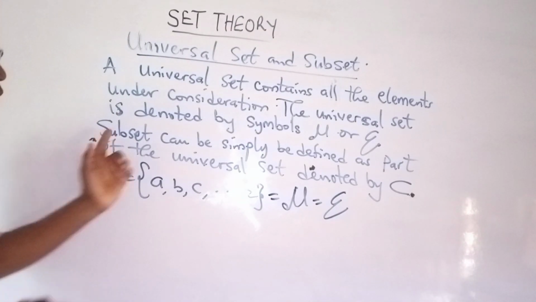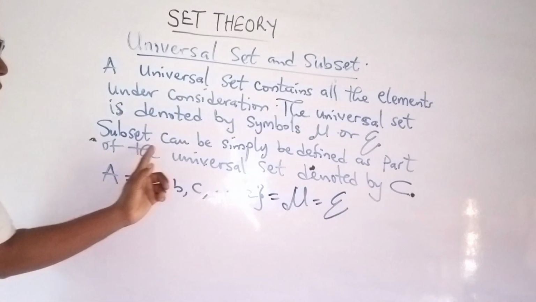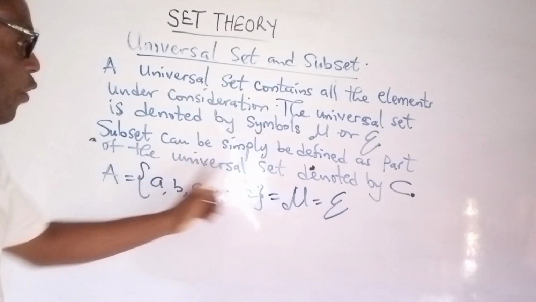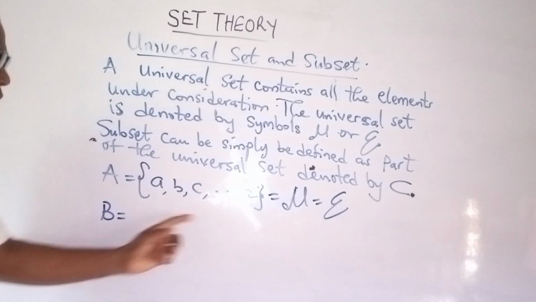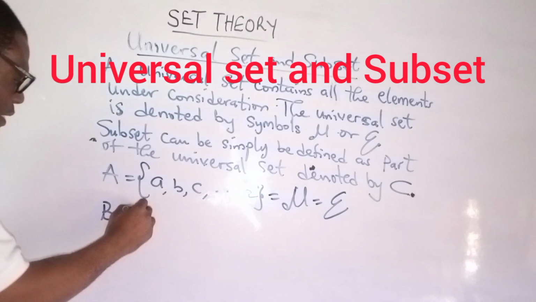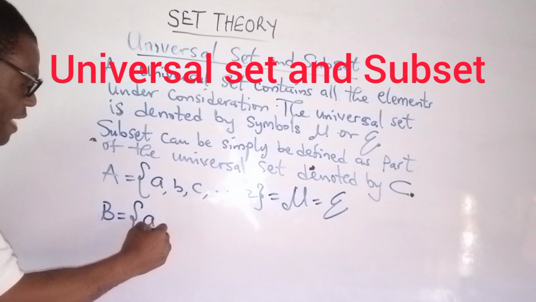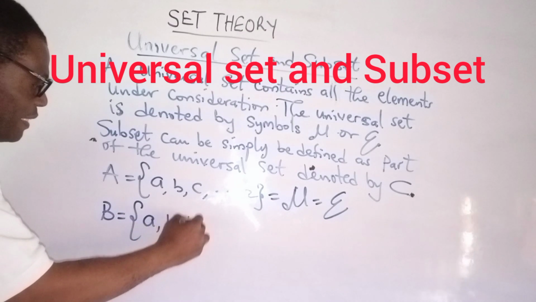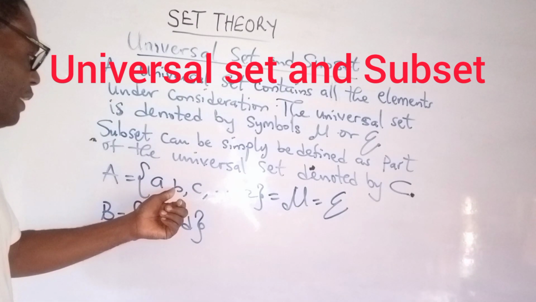Now, I want to talk about the subset. The subset is simply a part of the universal set. If I have B as a subset of the universal set A to Z, it simply means that I can have A, B, and D as a part of the universal set.